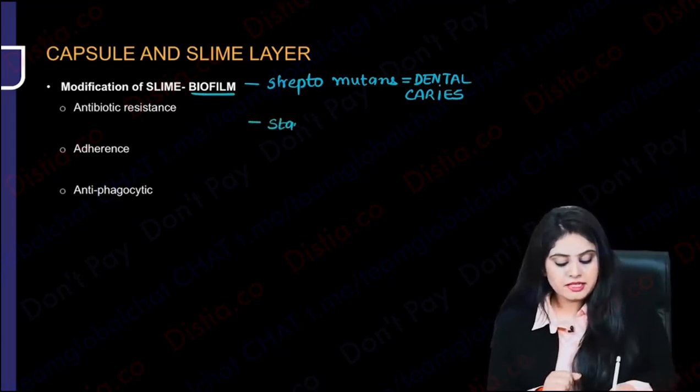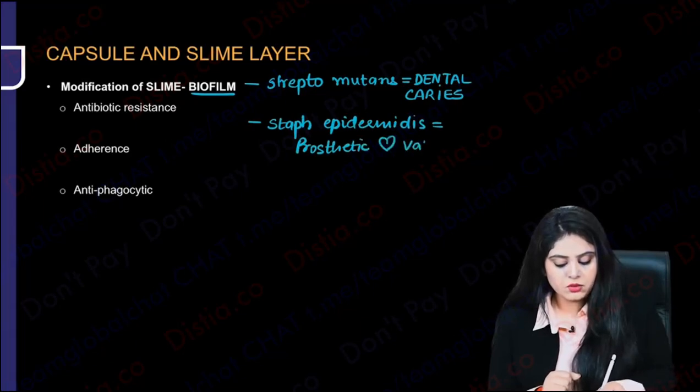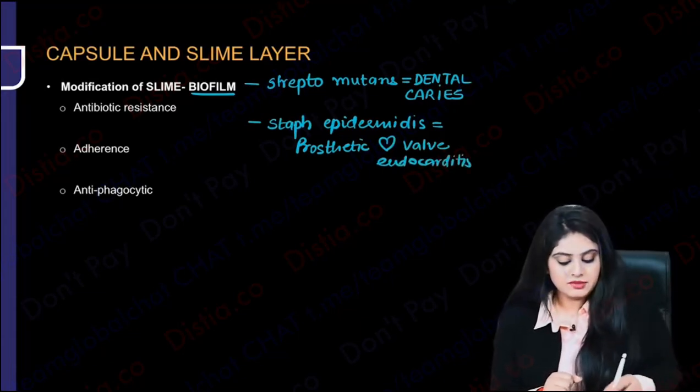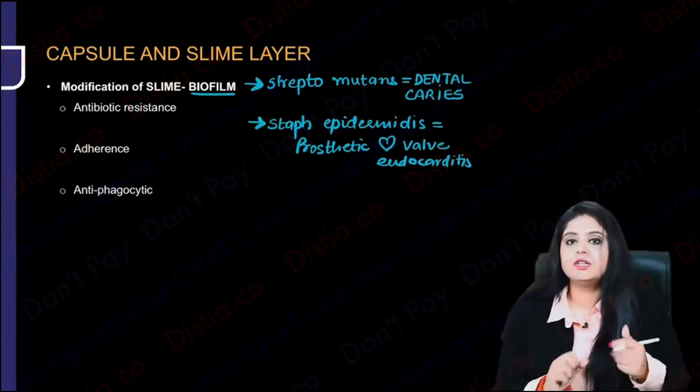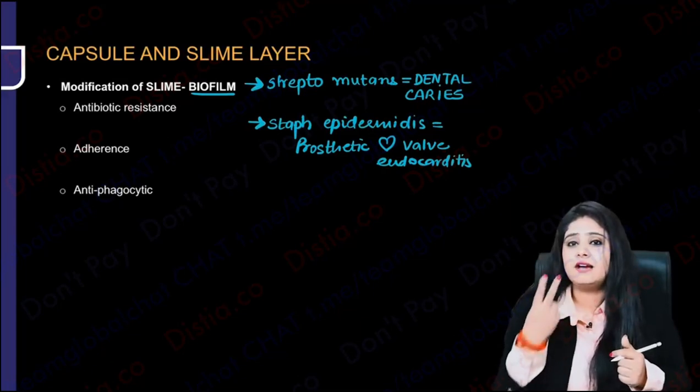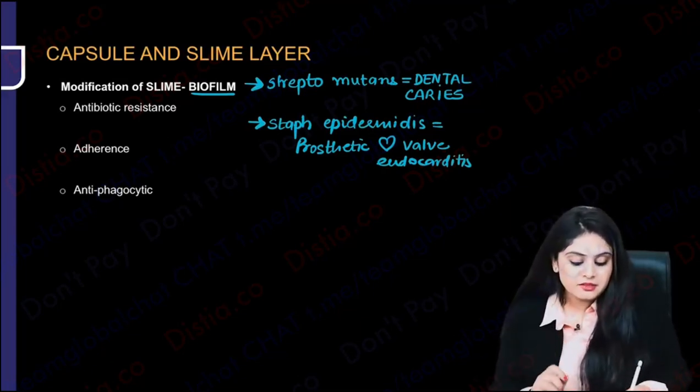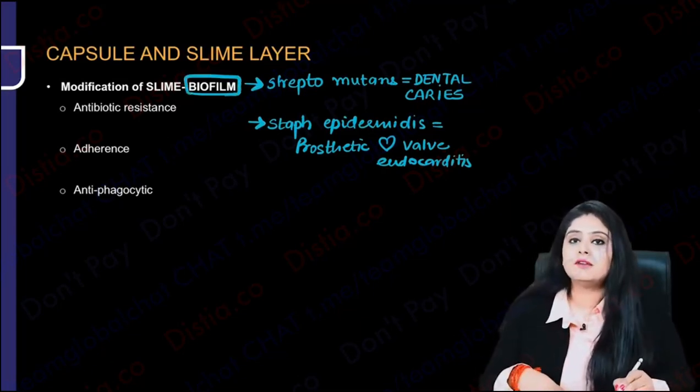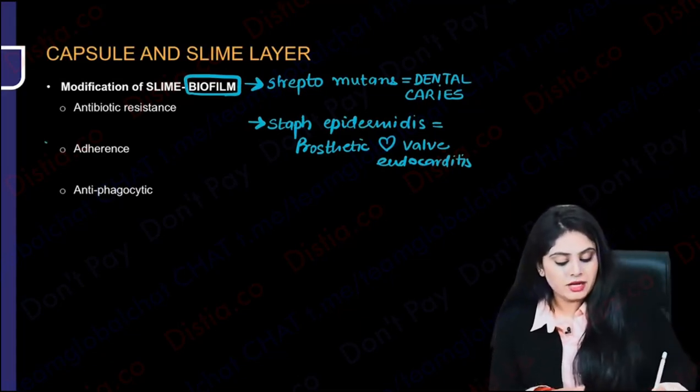Similarly, you will study there is an organism called Staph epidermidis, and you will study this in the staphylococcal chapter. It causes prosthetic heart valve endocarditis. That also results in the formation of a biofilm. So I am seeing that all these dangerous things are happening. Dental caries, valve endocarditis. That means this biofilm is no simple thing. Biofilm is quite deadly. So what is this biofilm going to do?